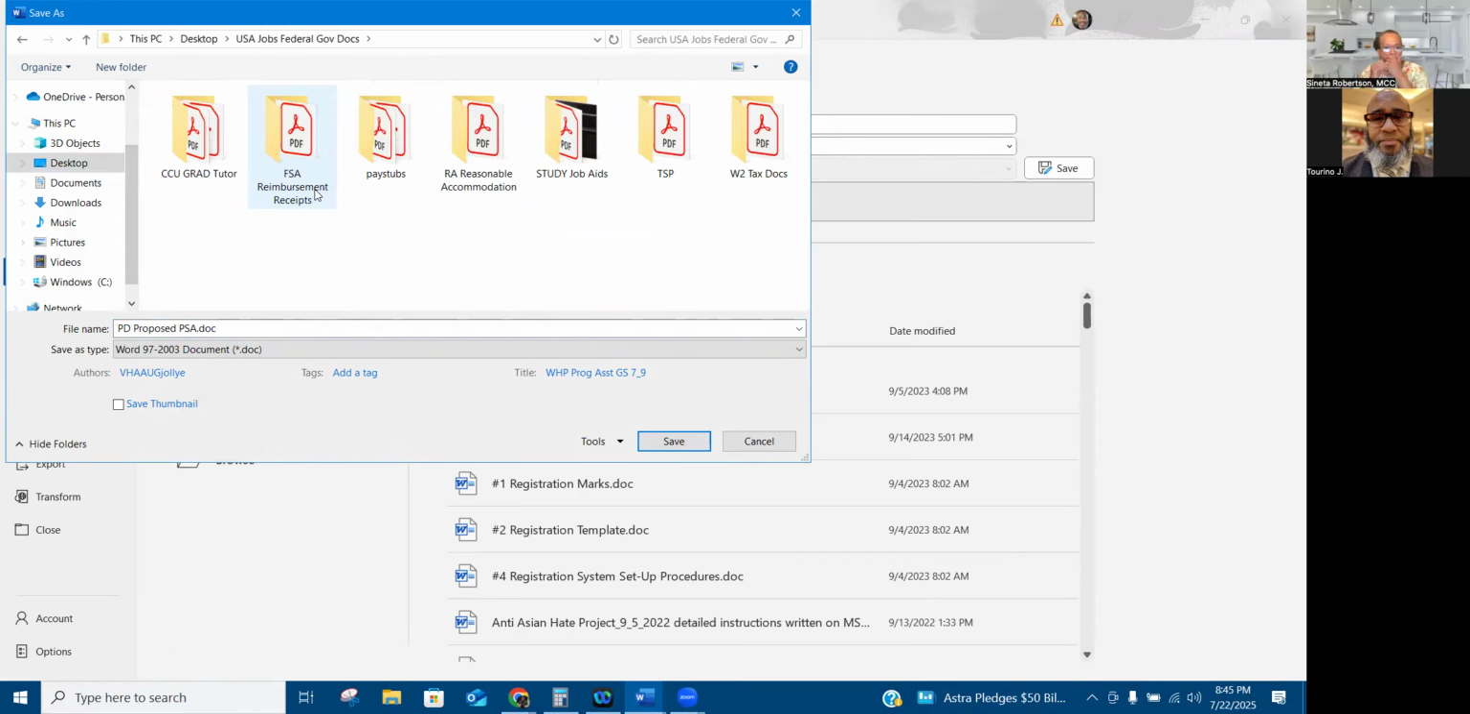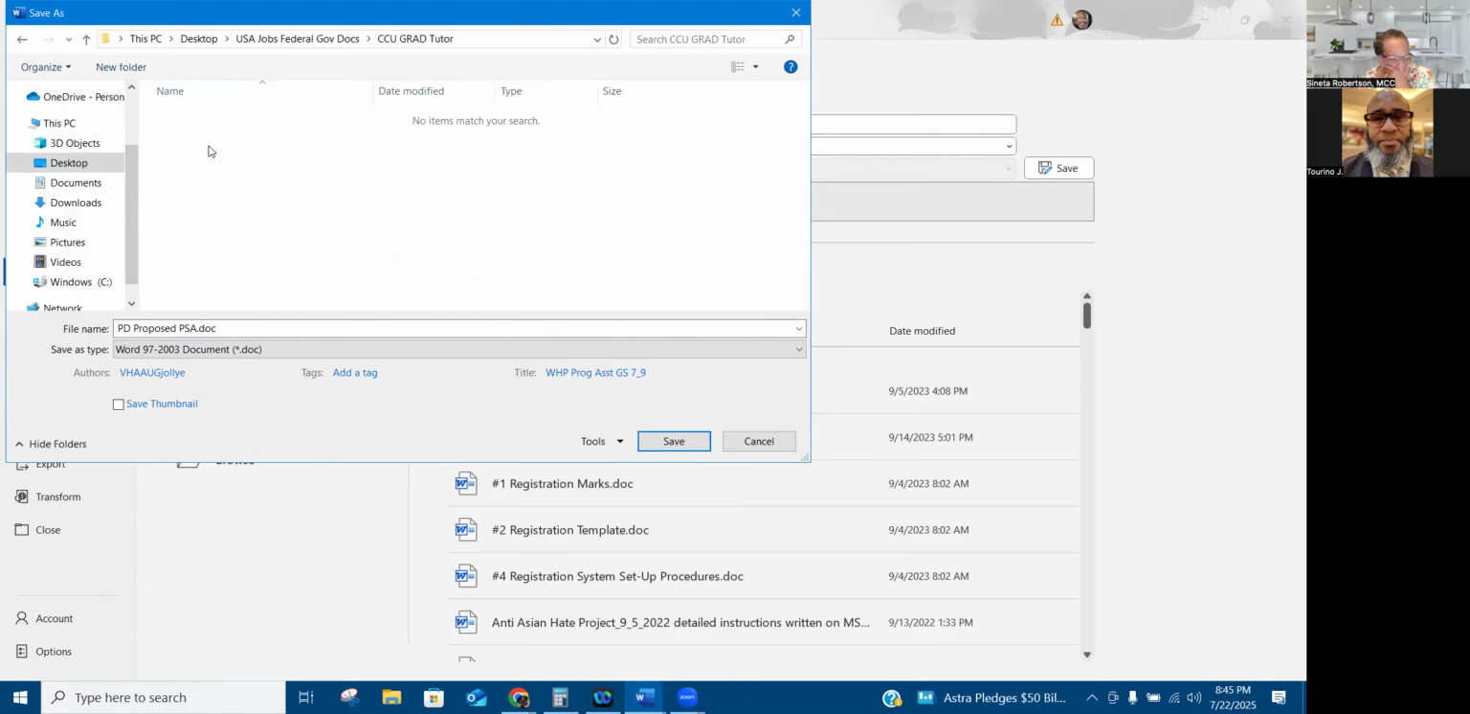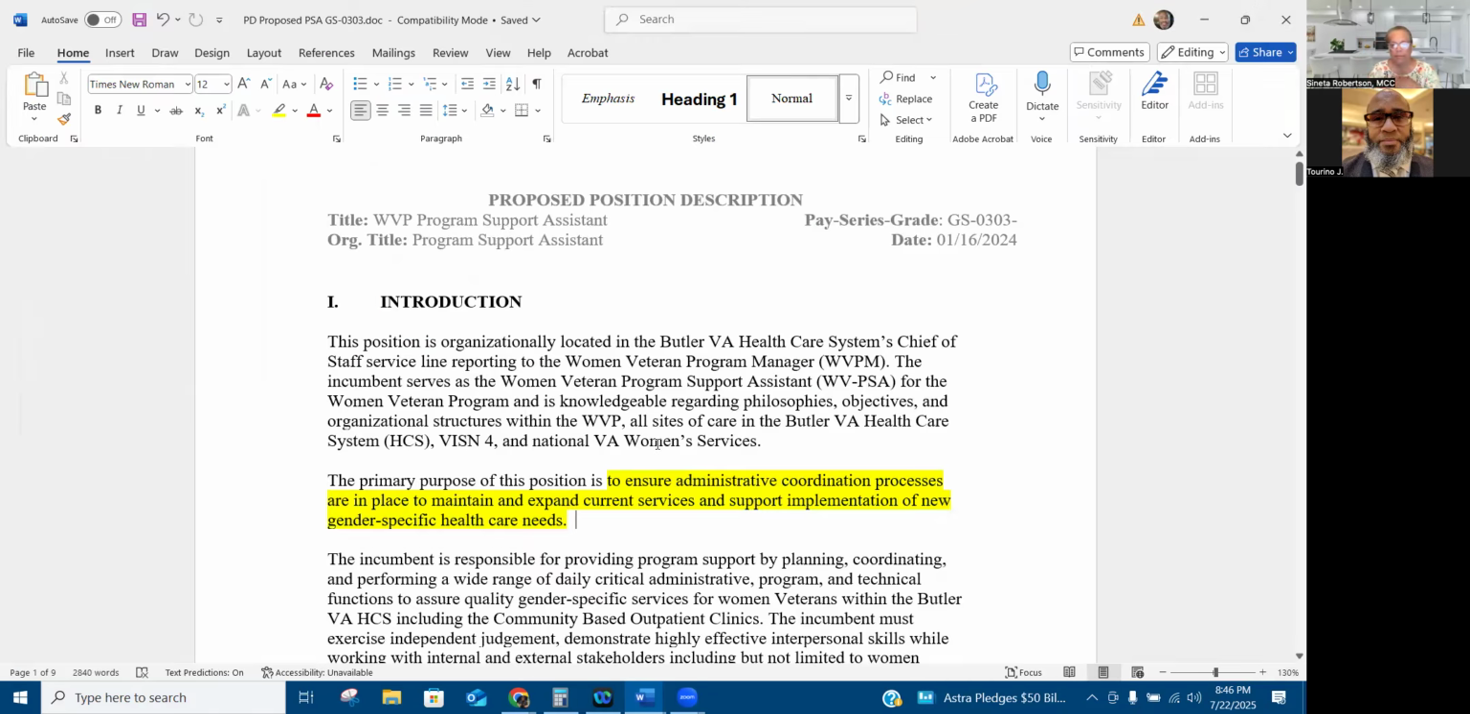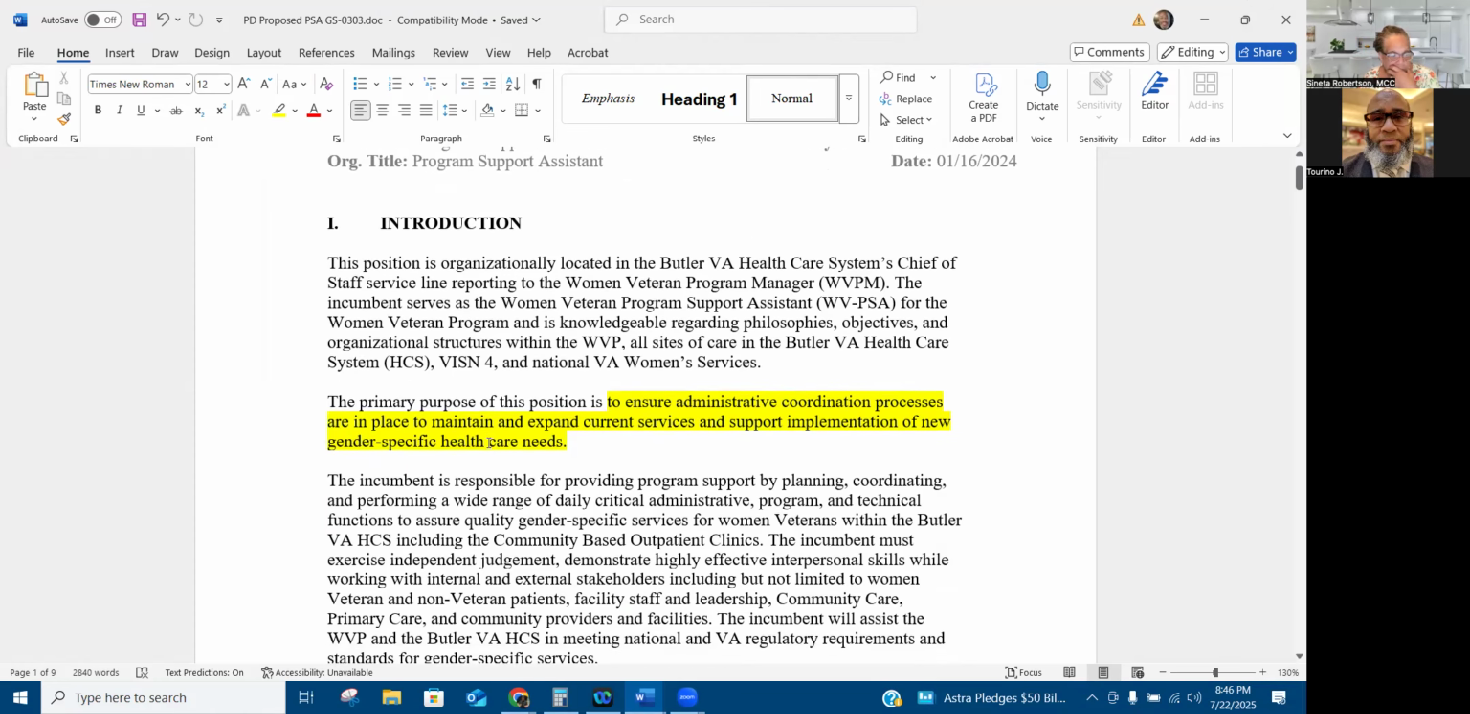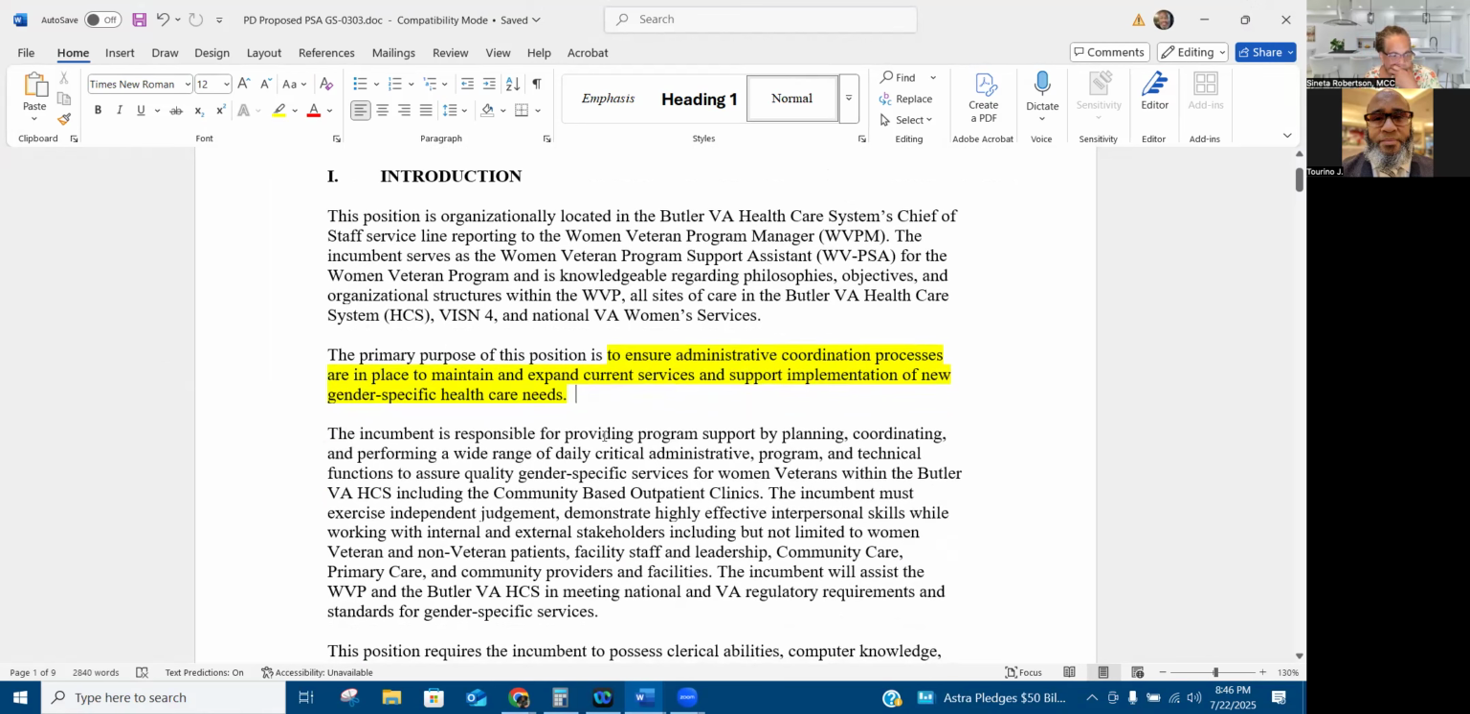Here we go. All right, this is PD proposal PSA GS 0303. Okay. What are we saying now? The incumbent is responsible. You were reading this?